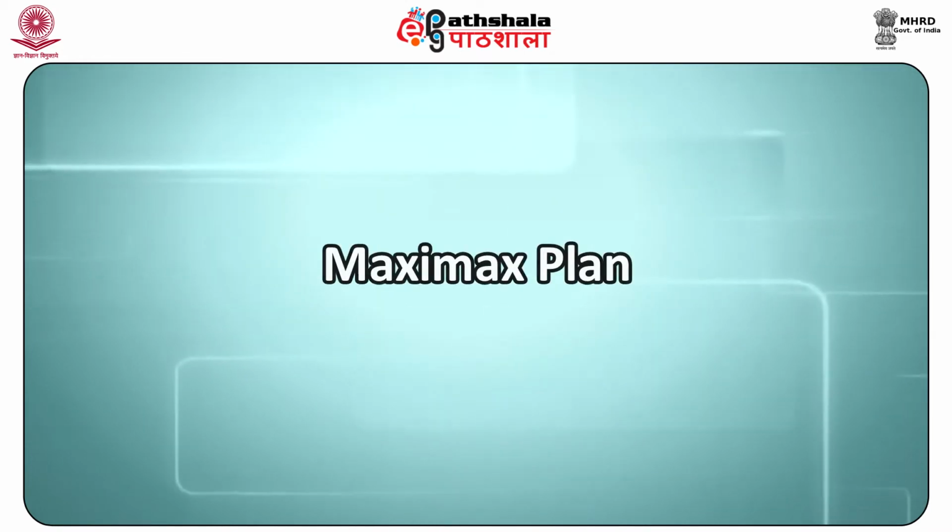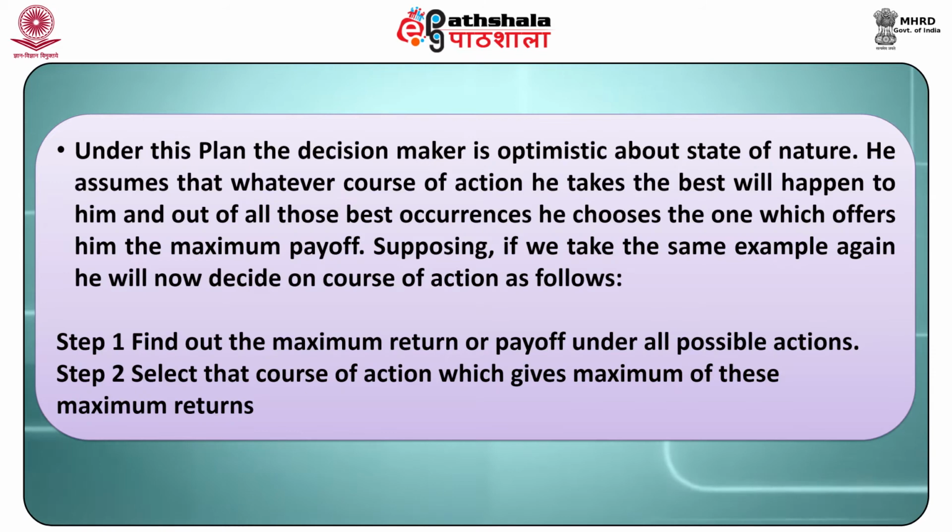Next is the Maximax plan. Under this plan, the decision maker is optimistic about the state of nature. He assumes that whatever course of action he takes, the best will happen to him, and out of all those best occurrences, he chooses the one which offers him the maximum payoff. Supposing we take the same example again, he will now decide on the course of action as follows.